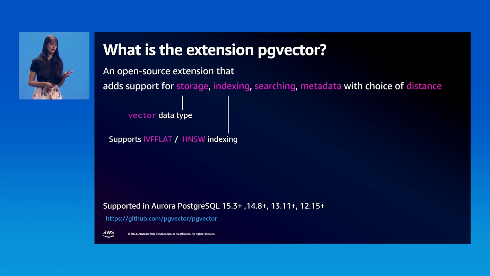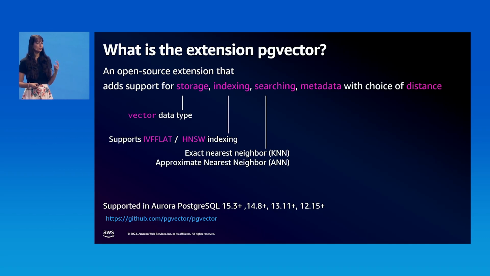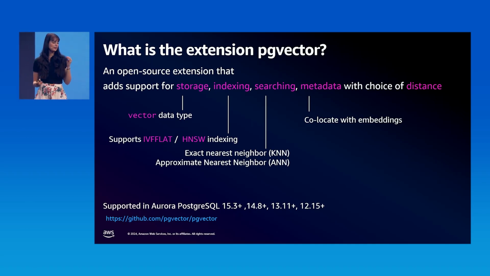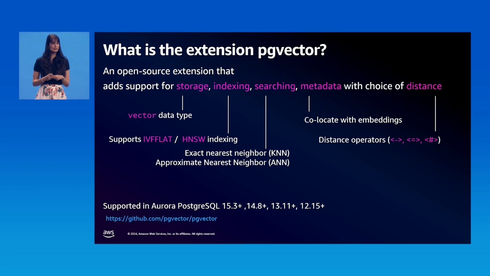2 indexing algorithms, 2 ways of searching for them, exact nearest neighbor and approximate nearest neighbor, with approximate nearest neighbor trading some of that recall for performance. With Postgres, since this is the place where you store all your data, you can now co-locate your data with the embeddings, or you can cross-join the data to then have it in the same place. And we have 3 different ways of calculating distance as well in the product: Euclidean and cosine.